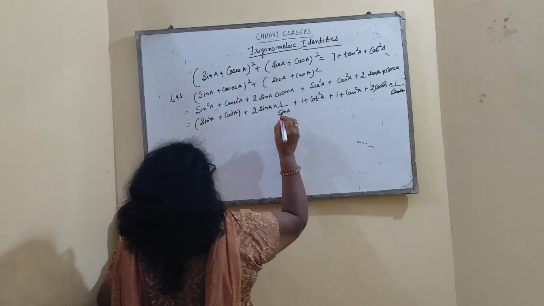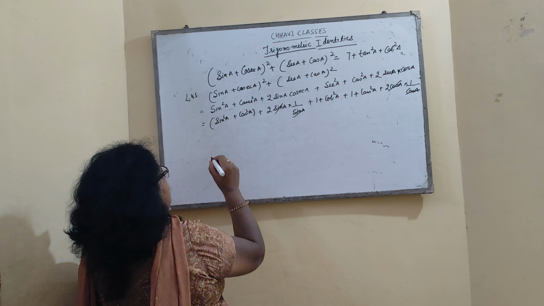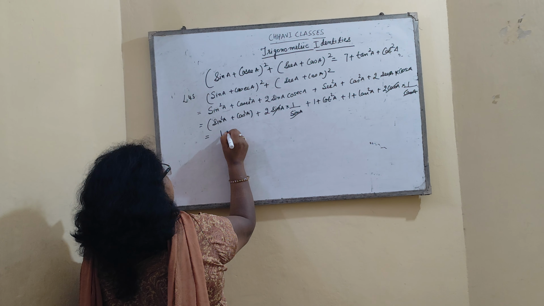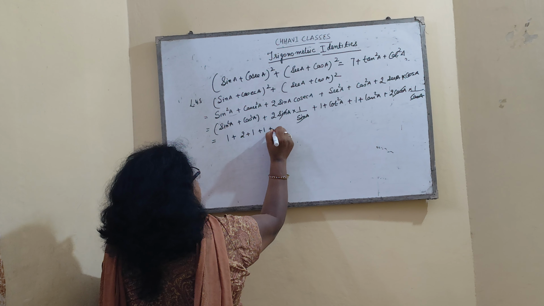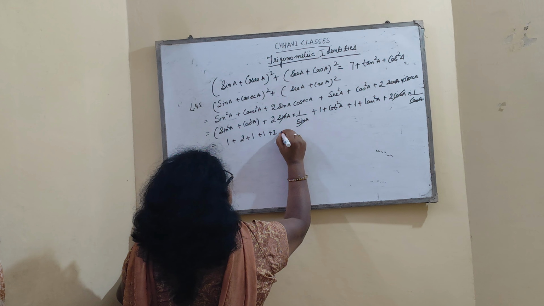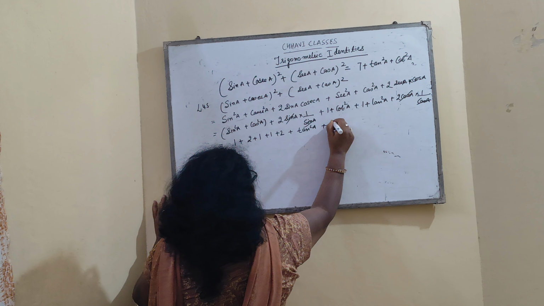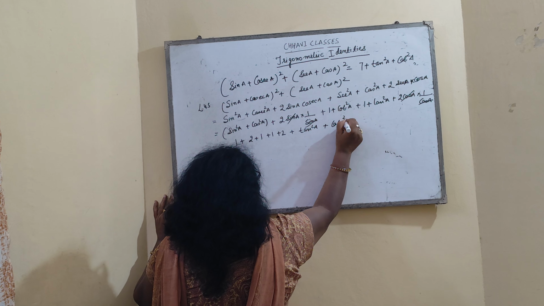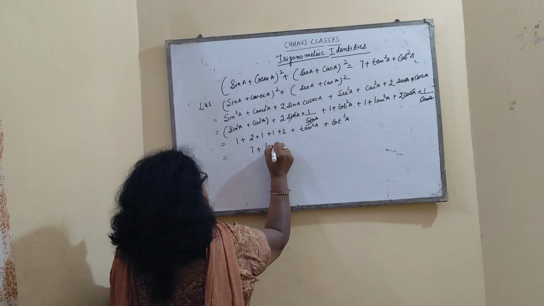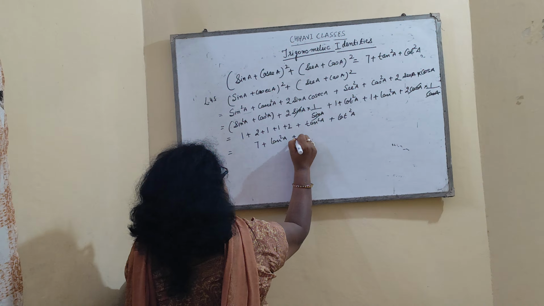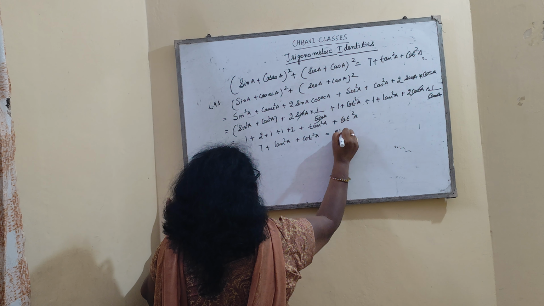This cancels. This is also cancelled. Sin square A plus cos square A is 1. So 1 plus 2 plus 1 plus 1 plus 2 plus tan square A plus cot square A, which is equal to 7 plus tan square A plus cot square A, which is equal to RHS.